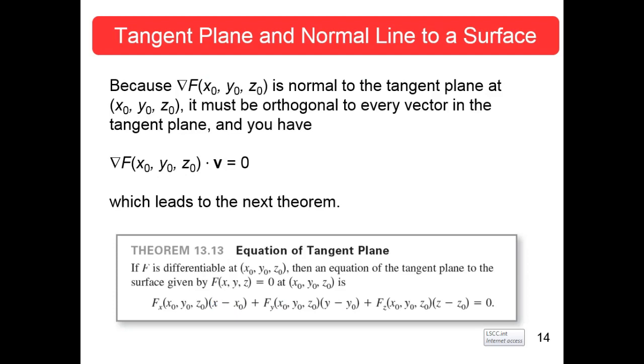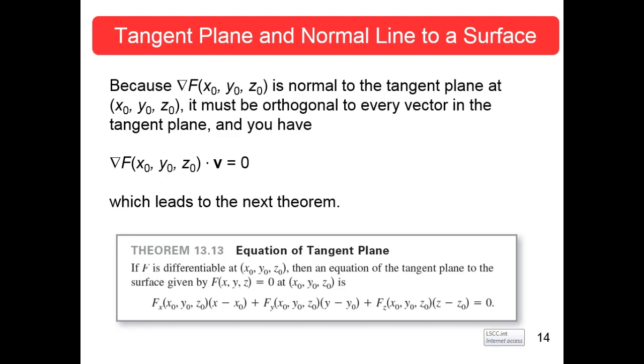Because del F, the gradient of f at x0, y0, z0, is normal to the tangent plane at x0, y0, z0, it must also be orthogonal to every vector in the tangent plane. And you have that del F at x0, y0, z0 dotted with any vector v that's in that plane has to be 0, which leads into the next theorem. Because you know del F, you've already calculated that. We've just come up with what the v is.